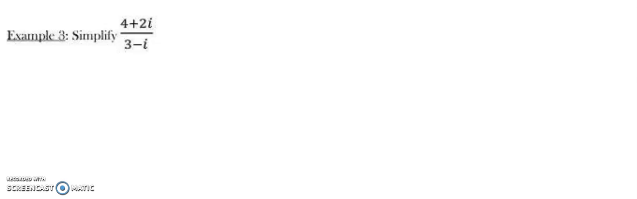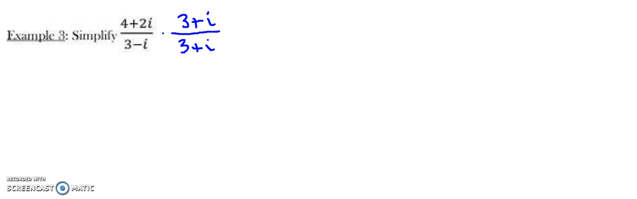All right, in this next example, we're going to simplify the quantity 4 plus 2i over the quantity 3 minus i. Our first step is going to be to get the imaginary part out of the denominator, and we're going to do that again by multiplying both the numerator and denominator by the complex conjugate of the denominator. So first we find that conjugate. The conjugate of 3 minus i is 3 plus i. And so we're going to multiply both numerator and denominator by 3 plus i.